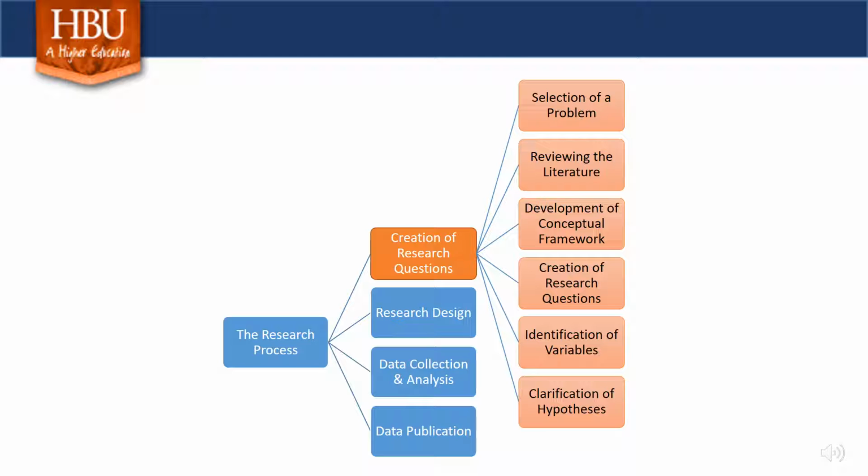Next, we have to develop our conceptual framework. We have to think about how we're going to frame or consider our topic. Next, we have to create some research questions, or those things that we hope to address and answer in the research process. We have to identify our variables and then ultimately clarify our hypotheses. So, for the purpose of our writing, we will be addressing all of these areas.